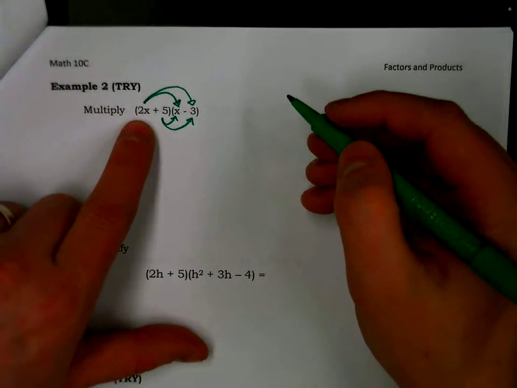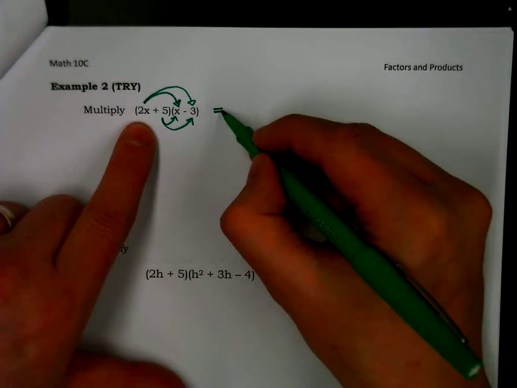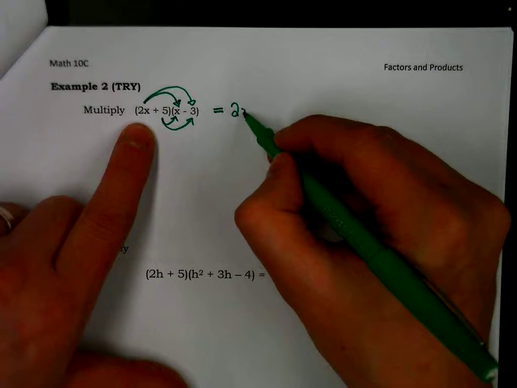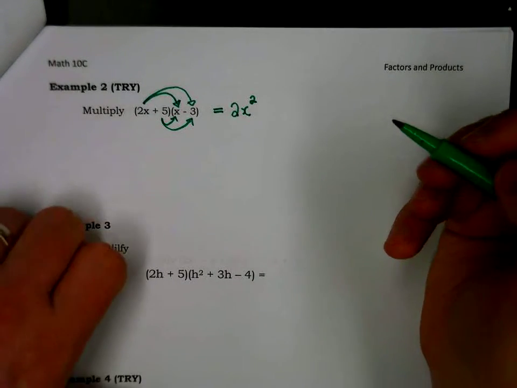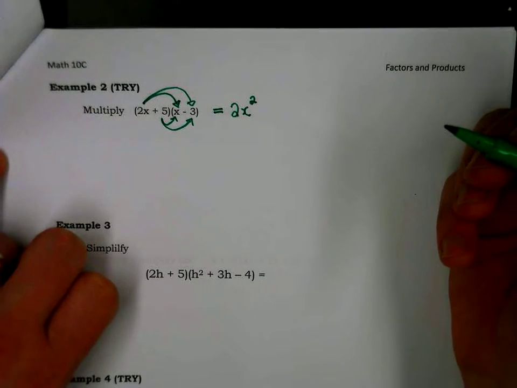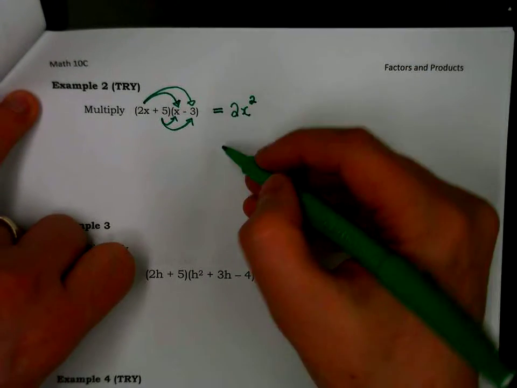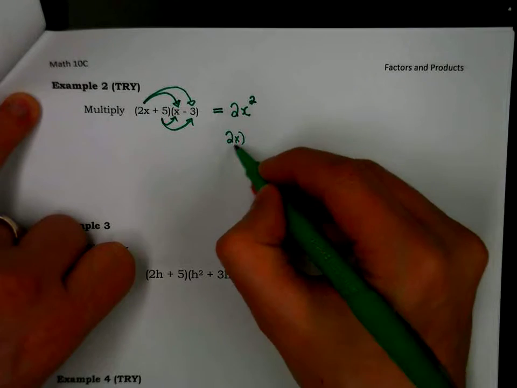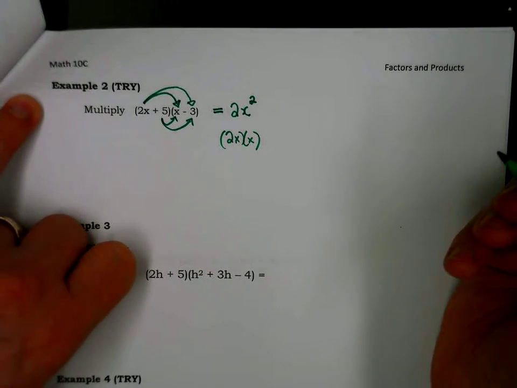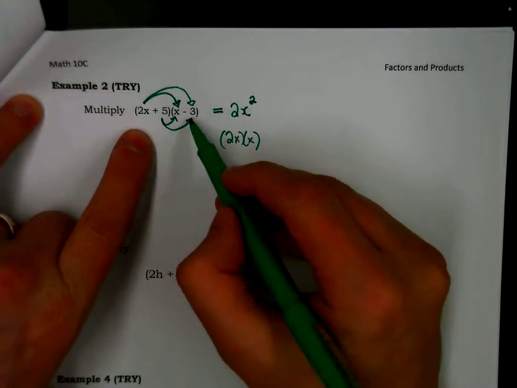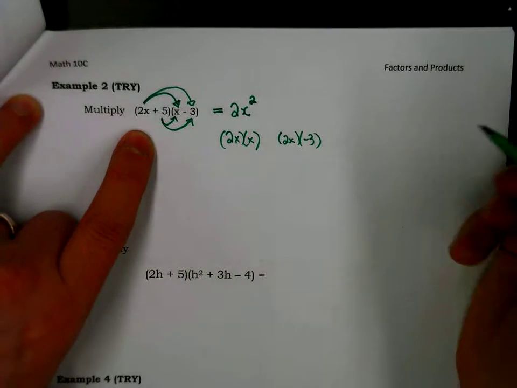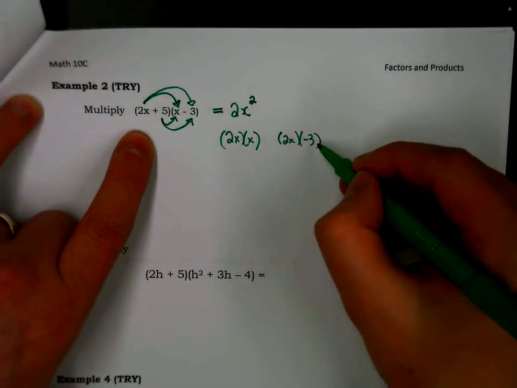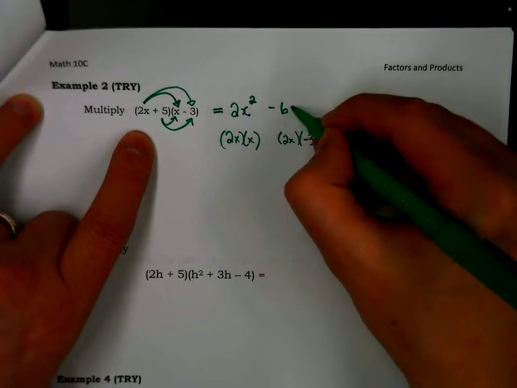The first arrow was 2x times x. 2x times x makes 2x squared. If you really wanted, you're more than welcome to write out each arrow. So this was a result of 2x times x. Your next arrow is 2x times negative 3. That's a negative 6x.